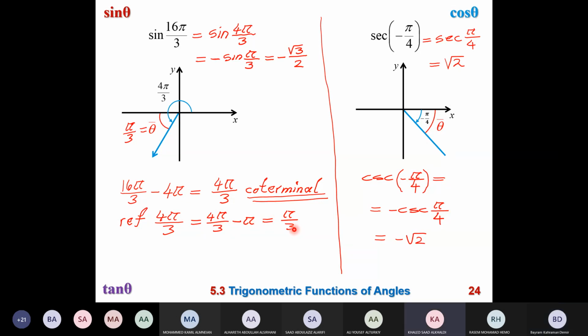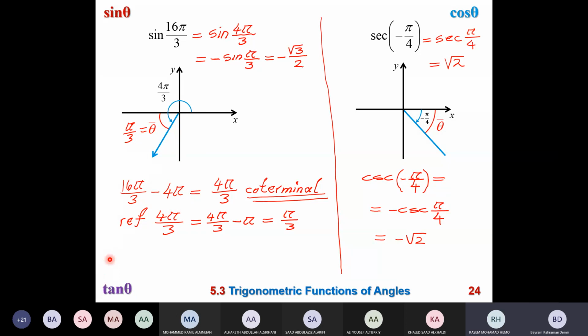Doctor, isn't 360 equal to 2 pi? Yes, 2 pi. Why did we say 4 pi? Well, we subtract 2 times 360. The angle 16 pi over 3 is greater than 360, it is too big. So you can subtract 4 pi. If you subtract 6 pi, it will be too much, right? So we find the minimum. Okay. Very good.